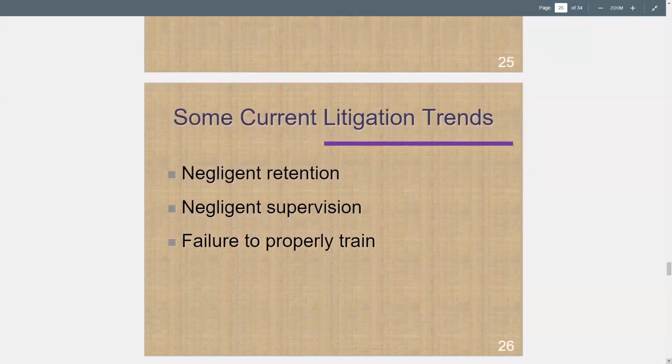The area of litigation is constantly evolving, but here are some common and increasingly common areas where we see litigation developing, especially in the employment law context. First is negligent retention. Let's first of all look at the word negligent. To be negligent means to be careless, to not have put sufficient time and energy and thought into a particular action. So when you retain or keep an employee when it was probably more prudent to terminate that employee, you have engaged in negligent retention.